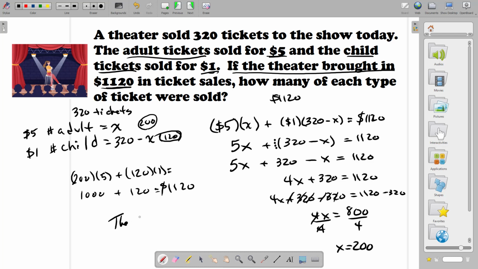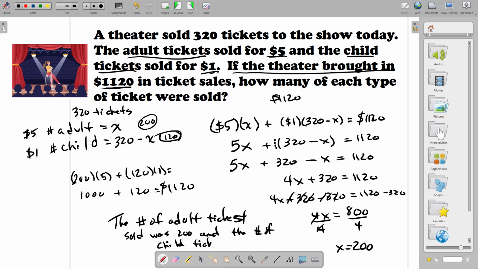Word problem, we should get a word answer. The number of adult tickets sold was 200, and the number of child tickets sold was 120.